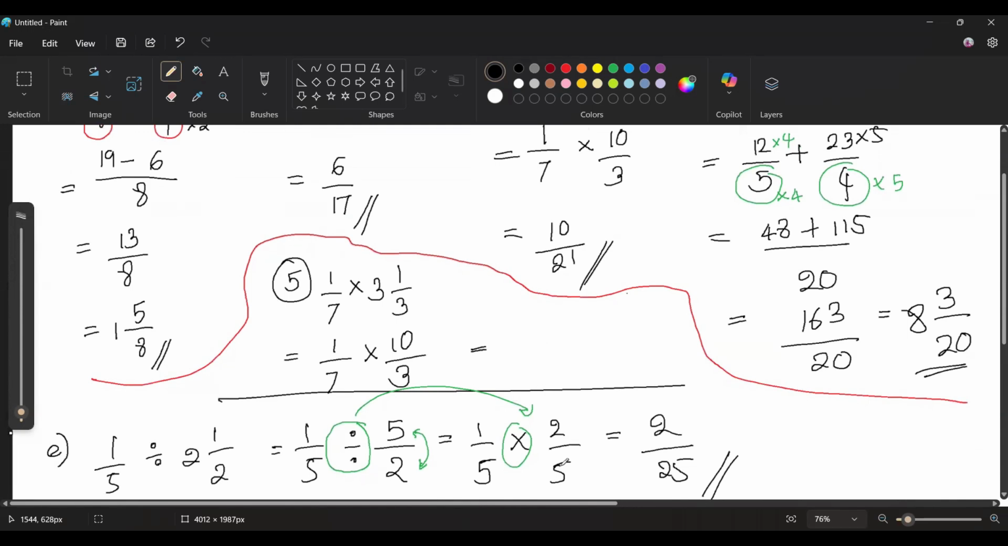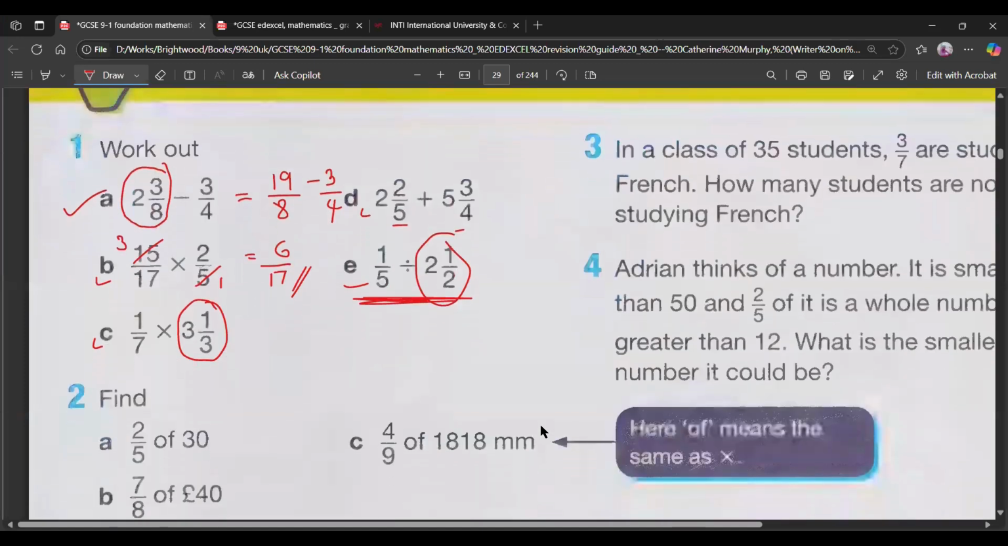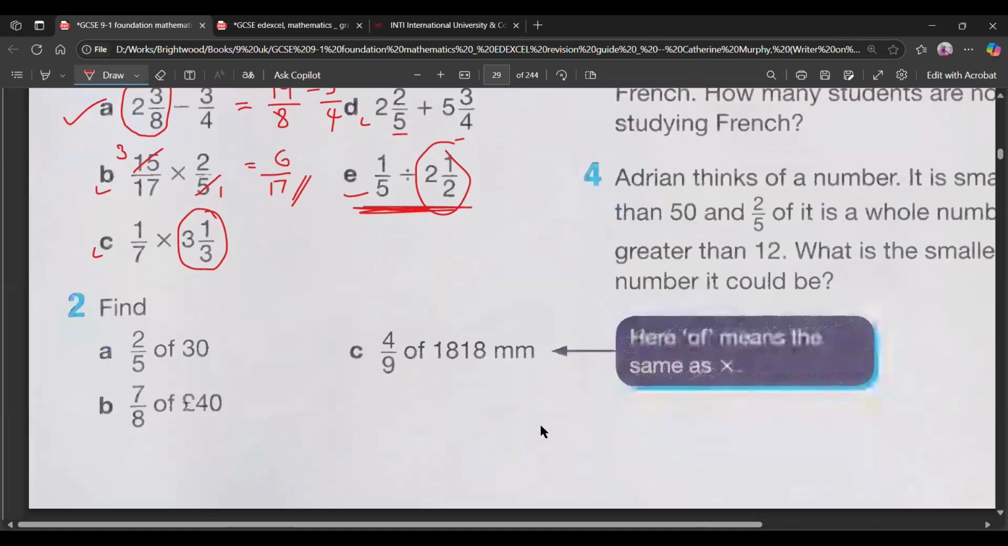Okay, sir. You can ask any doubts when doing something. If they are having any doubts, you can put the photograph and share it with me.